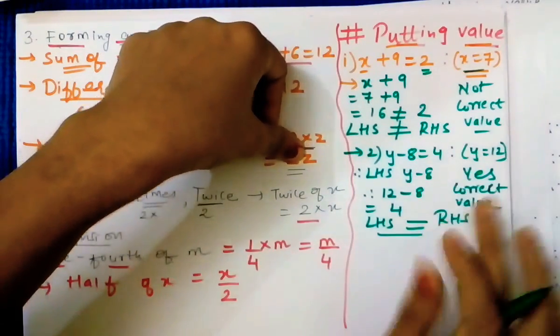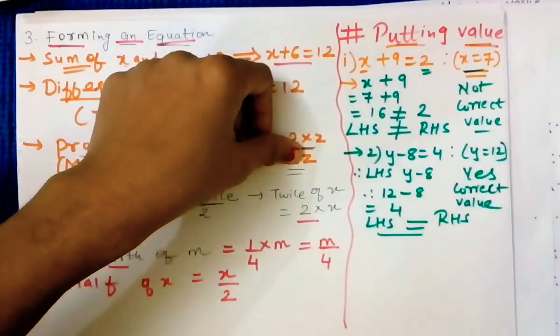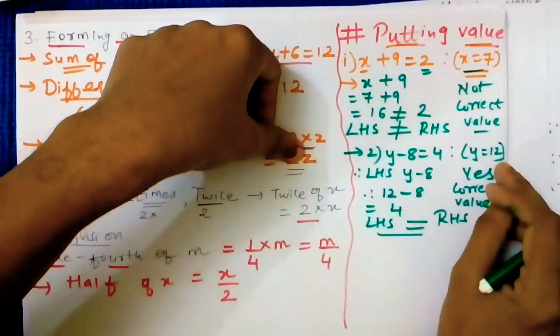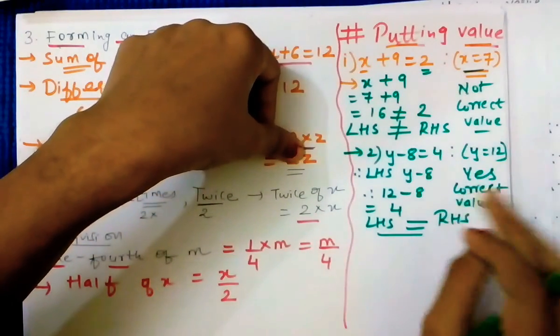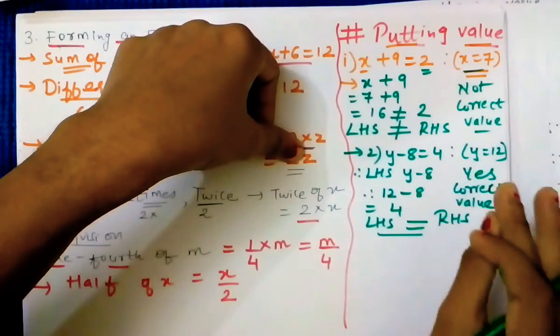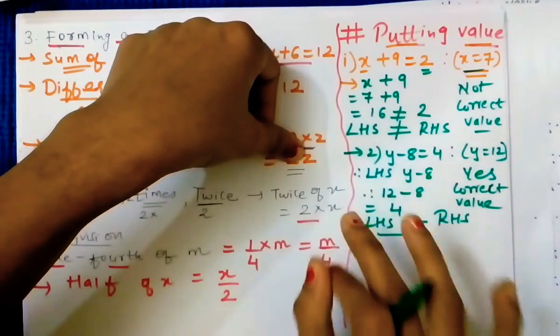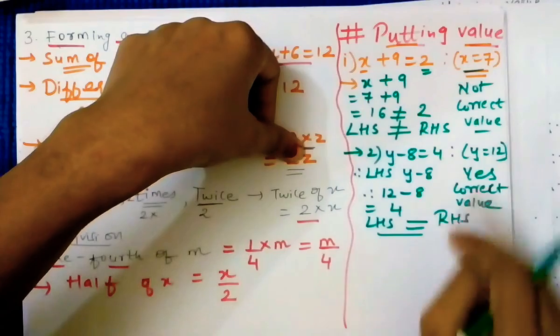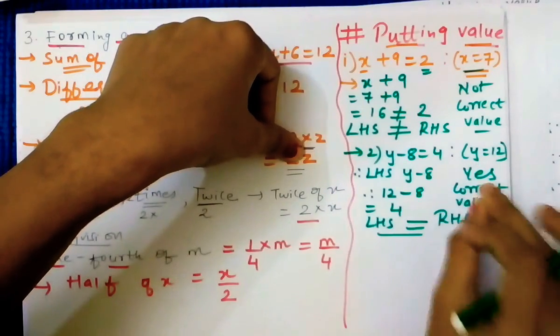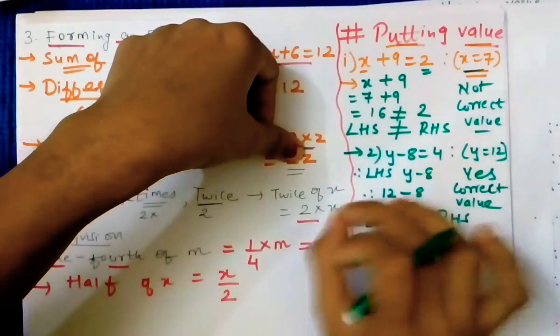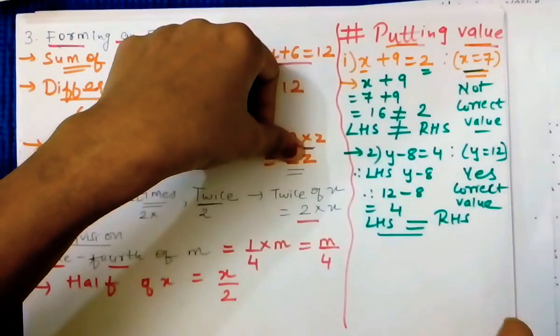If 4 does not come, then again this is not the correct value. So you can write that y equal to 12 is the correct value, or you can write that y equal to 12 satisfies the equation. Or you can write y equal to 12 is the solution of this equation. Any one statement you can write down.